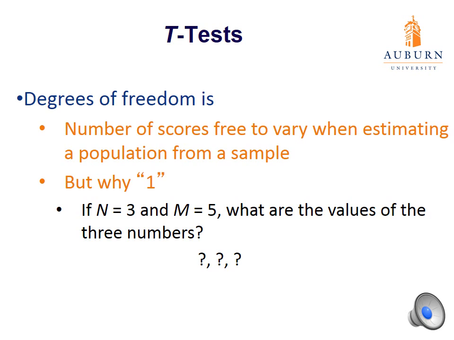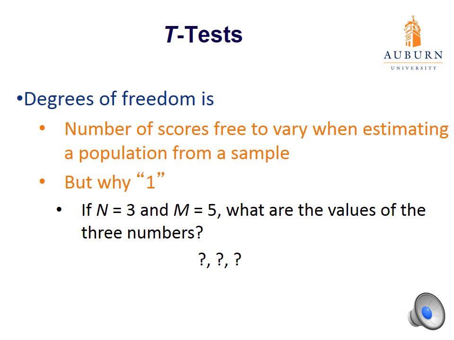The degrees of freedom is the number of scores that are free to vary when estimating a population from a sample. So in a sample, we have a set of numbers. Well, those numbers can either be free to vary or not free to vary. So why is it in our formula that we subtract 1? And what does it mean to be free to vary? I think the best way to demonstrate this is to use a problem or an example.